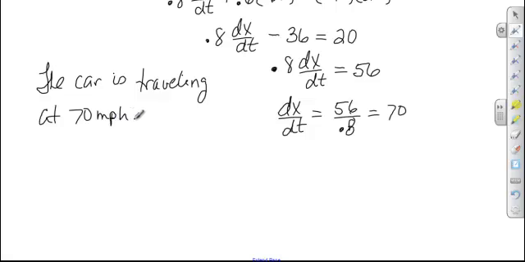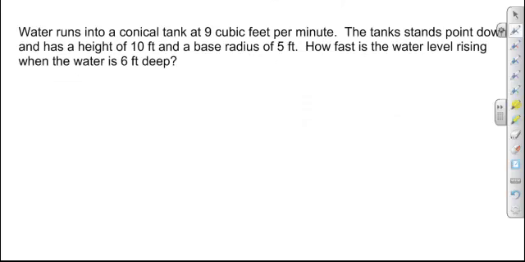One last example. Again, pause the video to read the problem if you need to. In this problem, we have a cone-shaped water tank that water is pouring into. So I'm going to draw a cone, and this water tank stands point down. So the base, or circular part of the cone, is the top.